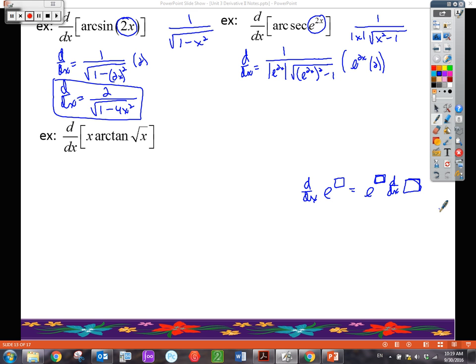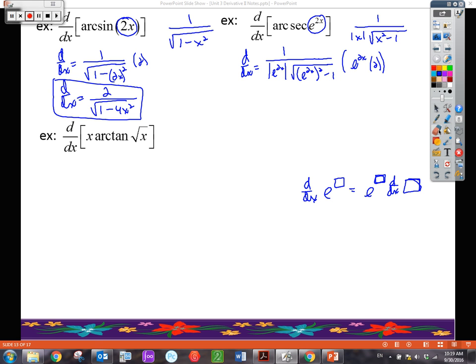Okay, so in this case we did derivative of e to the 2x. The derivative of e to the 2x is itself e to the 2x times the derivative of the box, what's in the box, which happens to be 2x. Derivative of 2x is 2. Are we okay with that? Okay.